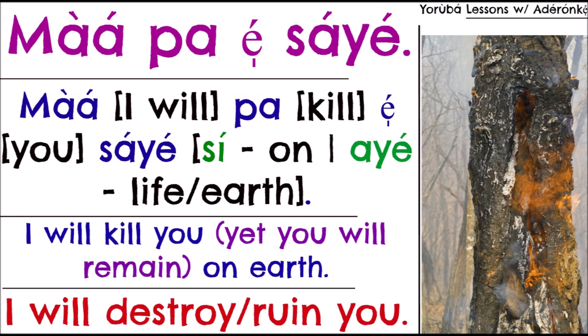If you're going to transliterate, you sort of have to use more English words before certain things make sense. We use, in certain cases, fewer words and we get what we're saying to one another. I will kill you on earth. I will kill you, yet you will remain on earth. So at that point, you're not saying I will kill you, okay? You're saying I will destroy or ruin you.